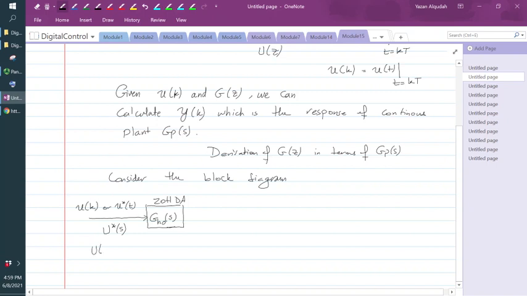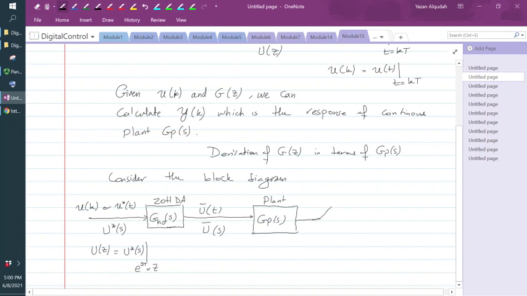Here we know that U of Z is equal to U star of S, and all I have to do is to replace e to ST with Z. So here I have discrete sequence U of K. I can also label that as U star of S. Now at the output, I'm going to get a continuous time signal, because this is a digital to analog converter. It's going to give me U bar of T, which has a Laplace transform U bar of S. Now this signal is going to go to a plant GP of S, which is a continuous time system.